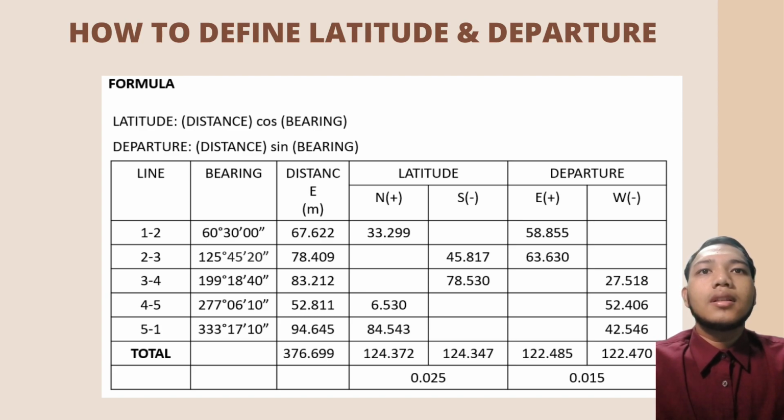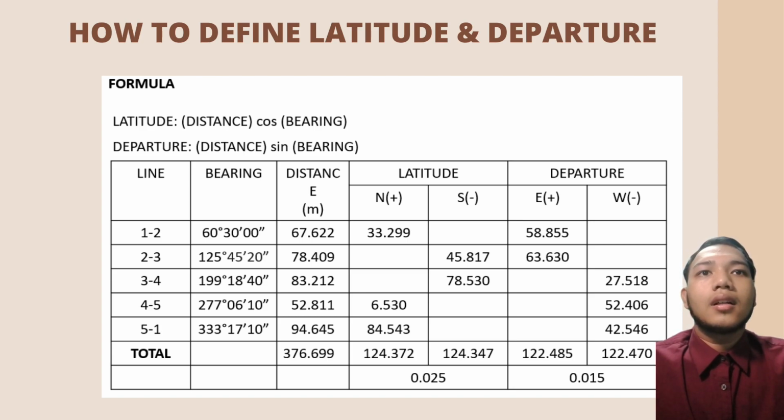Okay, and then we find the departure. The departure is the distance 67.622 times sin of the bearing 60 degrees, 30 minutes, 00 seconds. And we also got positive, which is 58.855. And then next we go to line 2 to line 3. We use the same formula, finding the latitude first. The distance is 78.409 times cos of the bearing 125 degrees, 45 minutes and 20 seconds. And we got negative, which is 45.817.